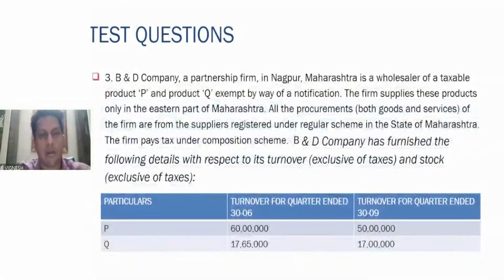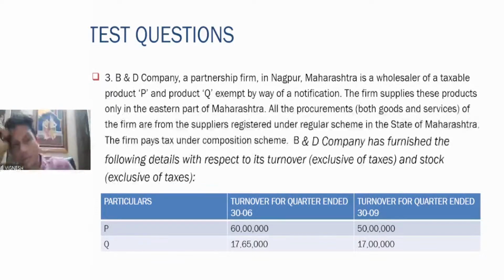Now, this is a slightly big problem. B&D Company, a partnership firm in Nagpur, Maharashtra, is a wholesaler of taxable product P and product Q, exempt by way of notification. The firm supplies these products only in the eastern part of Maharashtra. All the procurement is from suppliers registered under the regular scheme. The firm pays tax under composition.